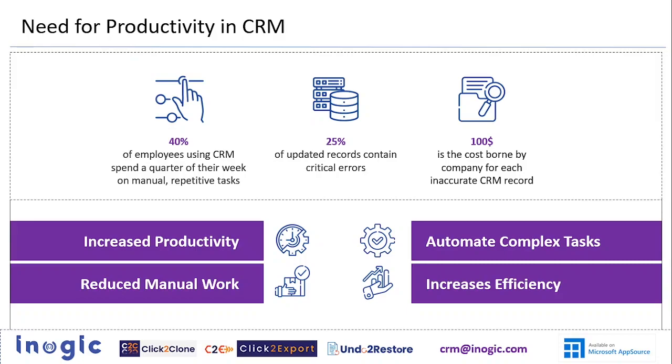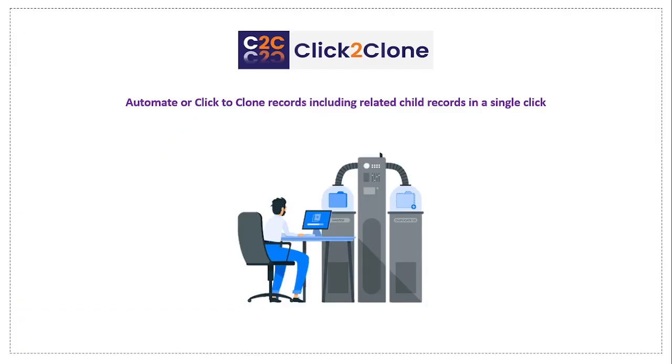By using our productivity tools, Click2Clone, Click2Export, and Undo to Restore, they can increase their productivity, automate their complex tasks, and reduce manual work instead of doing repetitive tasks, thereby increasing the efficiency. So we'll see how our productivity apps can do this in real time.